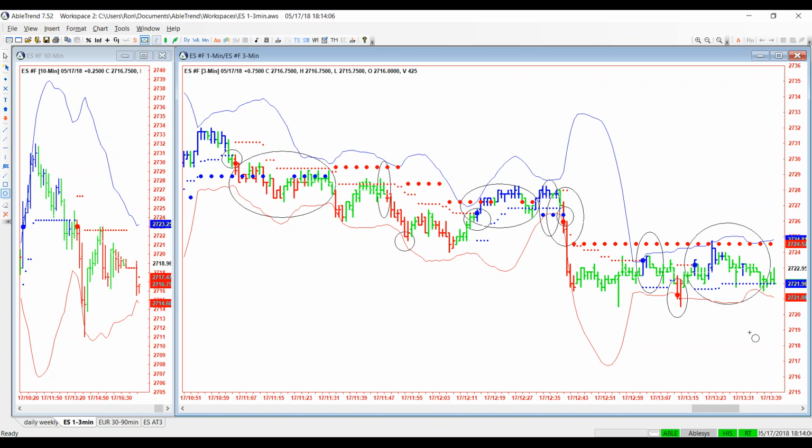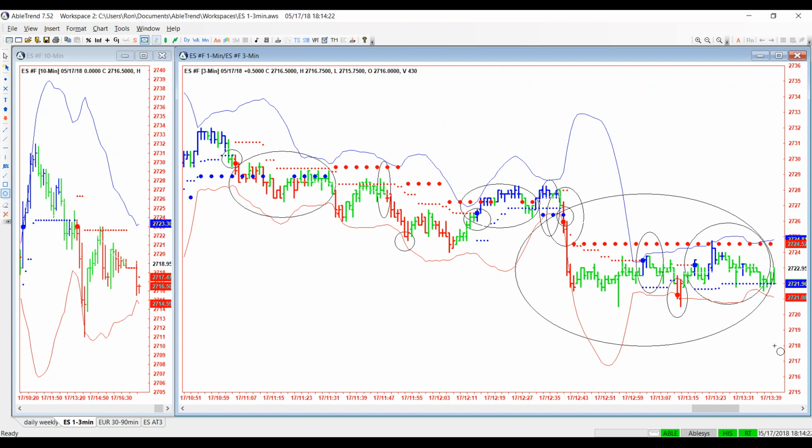Another no trade zone here. I mean, look how sideways. Look at this little period right there. Look how sideways choppy. It was in a 2-point range for an hour. Well, how can anybody make money? You can't. That's why AbleTrend was intuitive enough to keep us out of that mess.